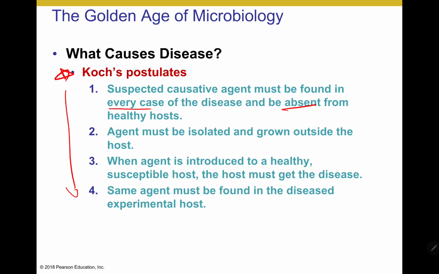When that agent is introduced into a healthy, susceptible host, the host must get the disease. So I take it from the petri dish, I put it into the mouse. The mouse now gets the disease, okay? And the last part is the same agent must be found in the diseased experimental host. So remember Koch's postulates.